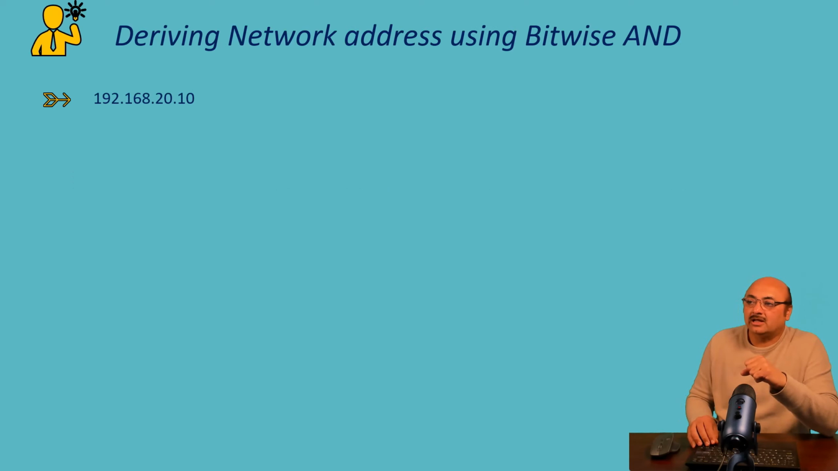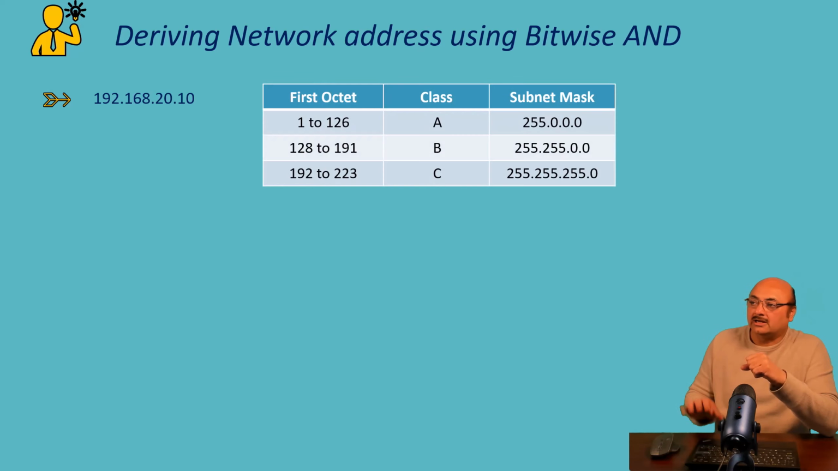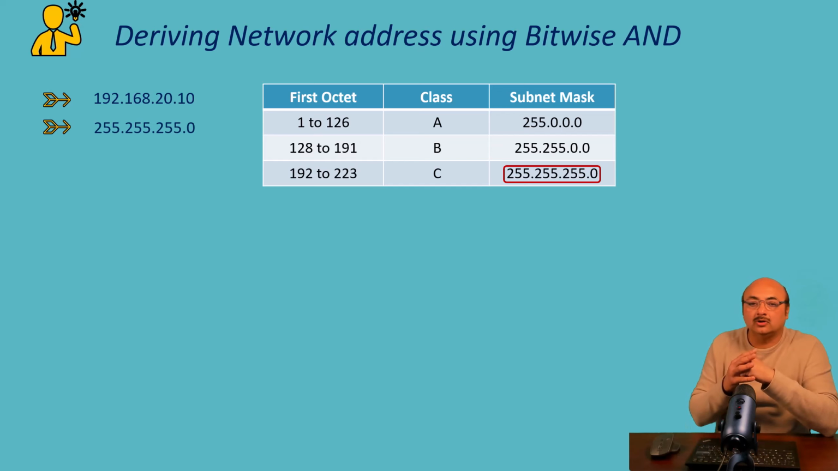If we are given an IP address 192.168.20.10, let us look at our table that we have learned in the past. Based on the class, a default subnet mask is assigned. In this case, the IP address is 192.168.20.10. It belongs to class C, and that is why the default subnet mask applicable to this IP address is 255.255.255.0.